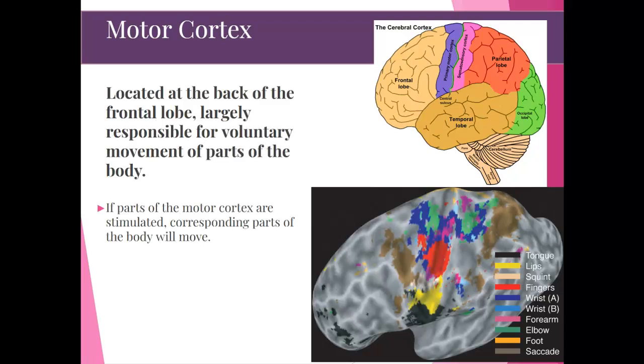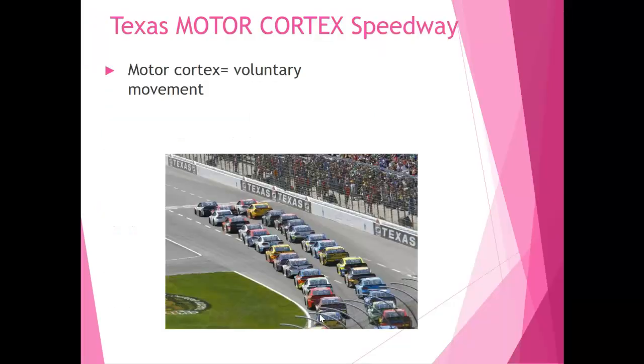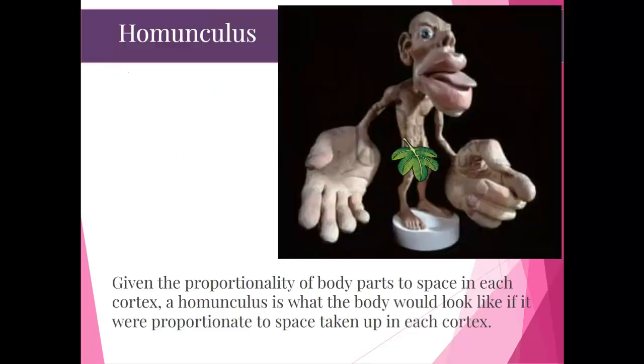The motor cortex is located on the back edge of the frontal lobe. So all that movement in the brain scan here where it's all lit up, that's from movement from different parts of the body. Motor cortex. Motor is movement. Homunculus is that weird little looking man. The weird proportionality of his body represents how much cortex space you have dedicated to movement.